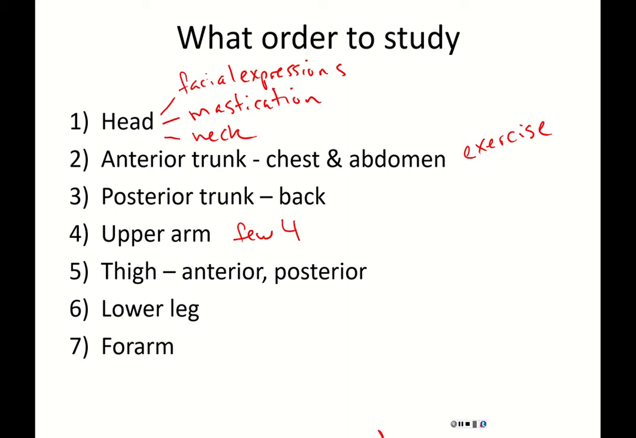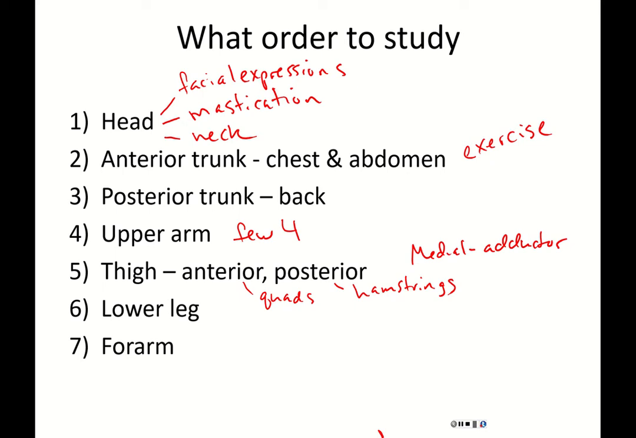And you can, again, learn them by groups. So for example, learn all the quads together. In the posterior, learn all the hamstrings together. And then on the medial side of the thigh, you have all of your adductor muscles. There's quite a few of them, but they have basically the same action. So if you clump them together that way, it's a little bit easier to learn.